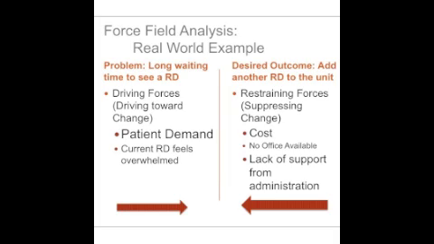So now we're going to take a look at a real-world example of a force field analysis. Our problem in this situation is going to be a long wait time to see a registered dietitian, perhaps in a renal outpatient clinic. We're going to first come up with our driving forces, or those forces that are really propelling the change forward. We're going to see that one is patient demand. Perhaps we're seeing this in surveys about patient satisfaction, and they're noting that there's a long wait time to see an RD. And also we're going to look at the current RD's feelings.